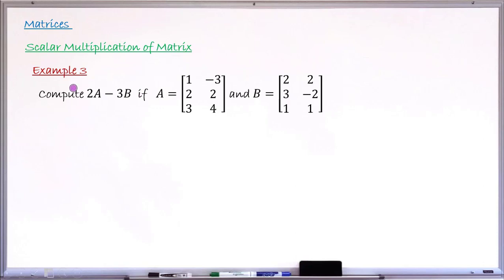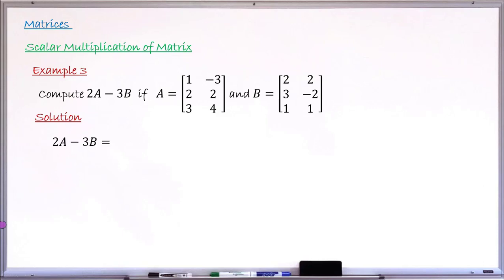Example number 3 says compute what will now be 2A minus 3B if you have matrix A to be equal to 1 and minus 3 in the first row, 2 in the second row, 3 and 4 in the third row, and another matrix B with these entries: 2 in the first row, 3 minus 2 in the second row, and 1 in the third row. These are the two matrices A and B, and the question asked is to find what will be 2A minus 3B. So the solution to this problem: what we do is to get 2A and 3B, and those two new matrices we will now subtract.